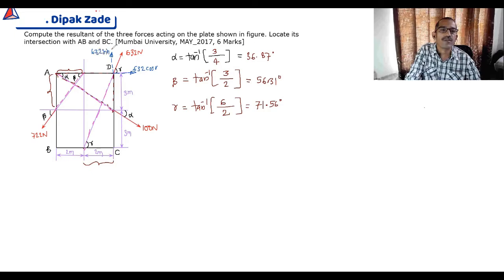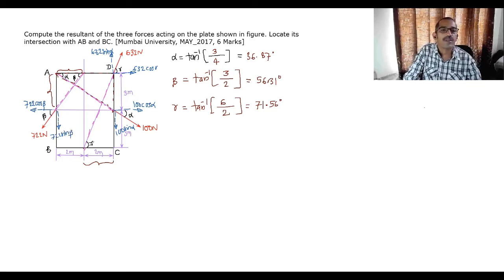632 sin gamma. Okay. For 100 Newton, if we resolve, the horizontal component will be rightward: 100 cos alpha. The vertical component of 100 Newton will be downward: 100 sin alpha. For 722 Newton, the horizontal component is leftward, cos, since the angle is with horizontal. The vertical component is downward: 722 sin beta.